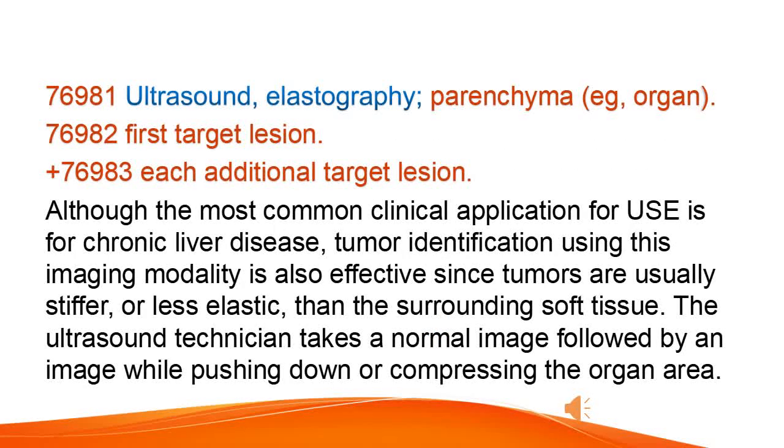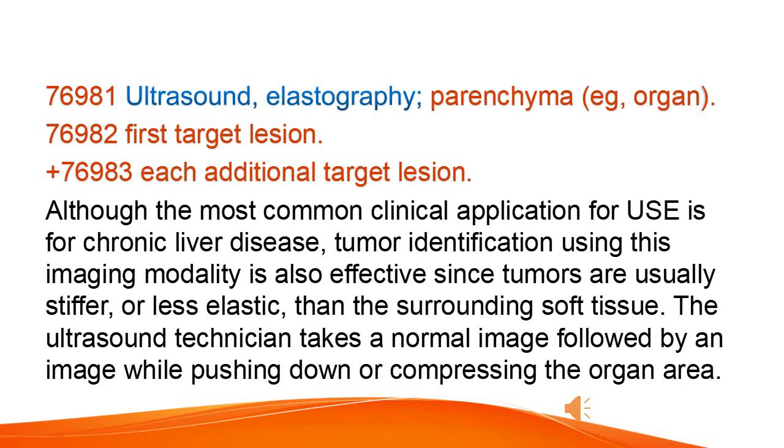Ultrasound Elastography, parenchyma, e.g., organ. First target lesion. Plus 76983 each additional target lesion. Although the most common clinical application for use is for chronic liver disease, tumor identification using this imaging modality is also effective since tumors are usually stiffer, or less elastic, than the surrounding soft tissue.